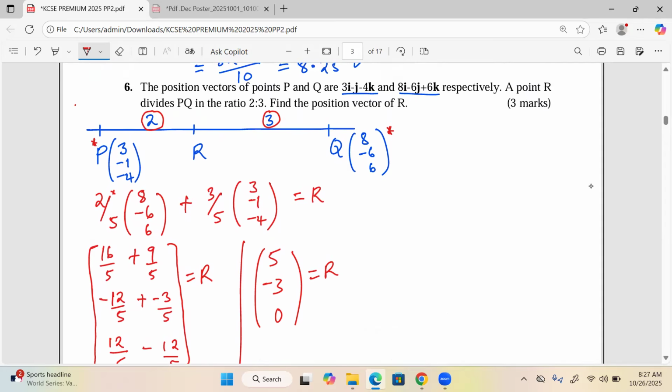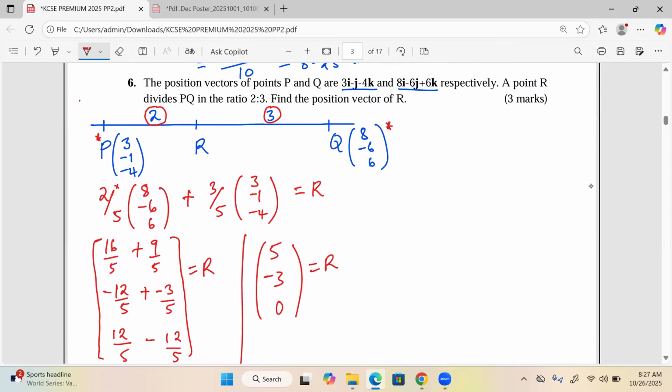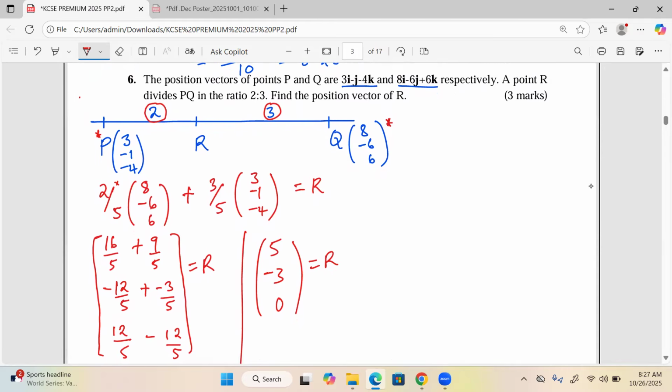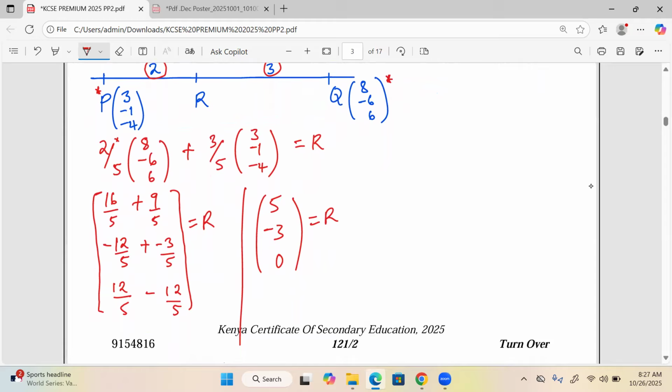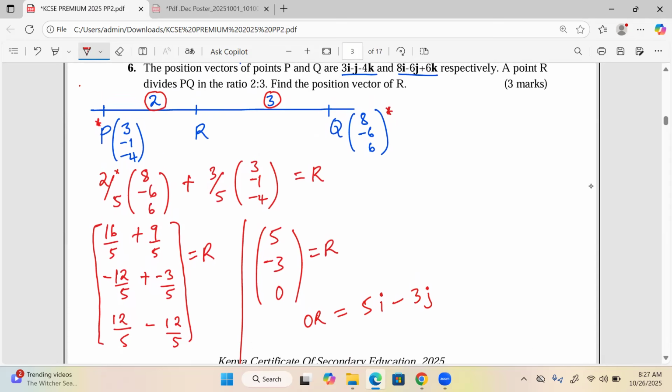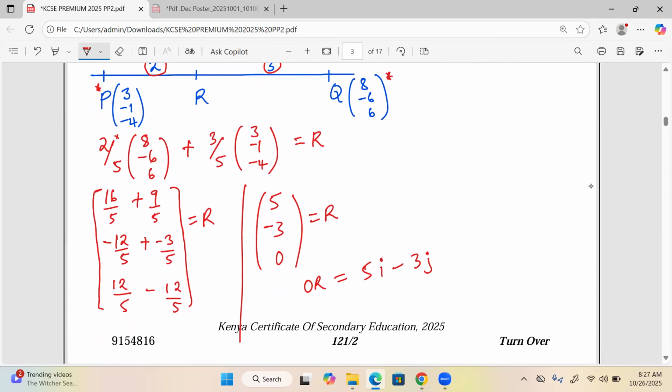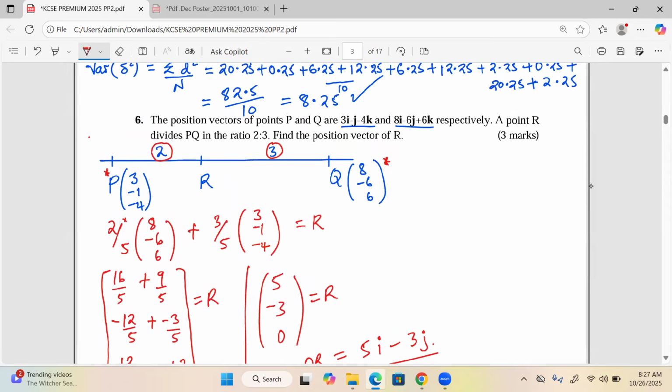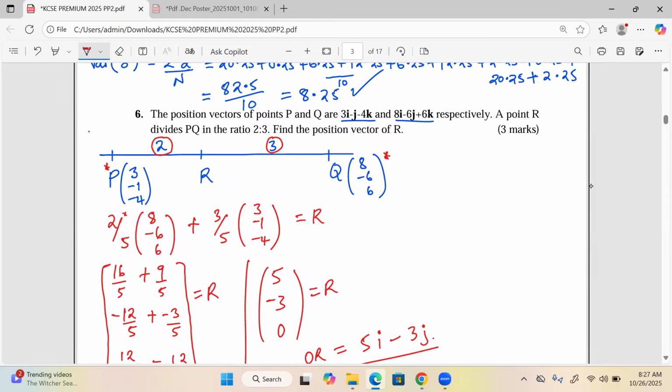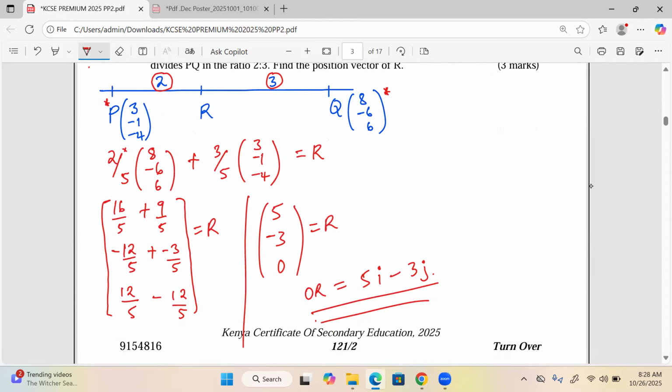If that gives us R, then we can proceed to find the position vector. The way the position vectors of P and Q had been expressed, we also express for R. So the position vector of R shall be 5i minus 3j. The k part is a 0, so you don't have to write 0k. So that is the final expression of the position vector of R. That is it. A very good question.